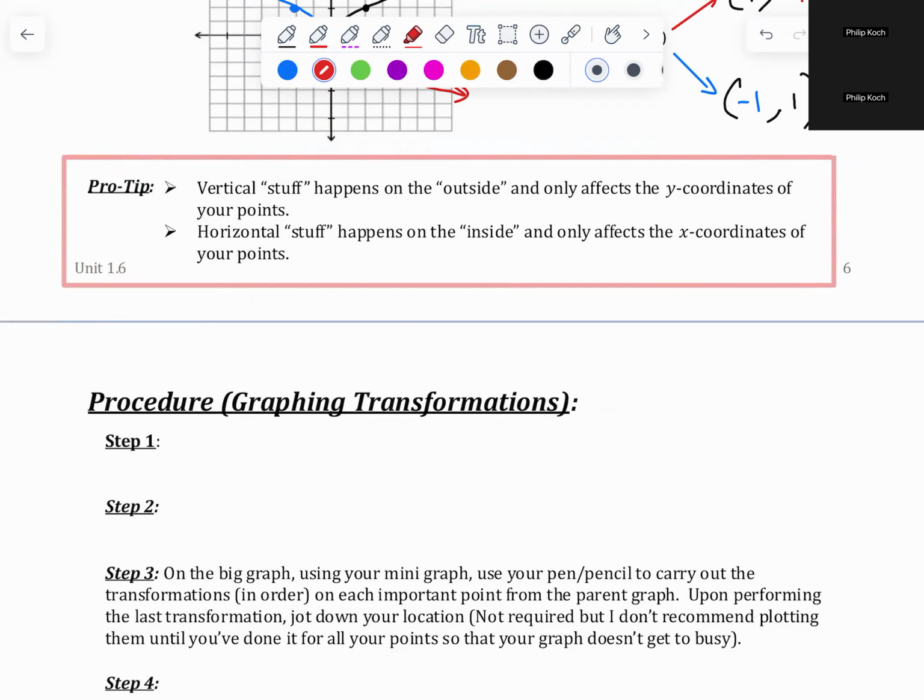All right. Vertical stuff happens on the outside. Horizontal stuff happens on the inside. And they affect the y coordinates and the x coordinates respectively. Only. They don't do anything with the other coordinate.